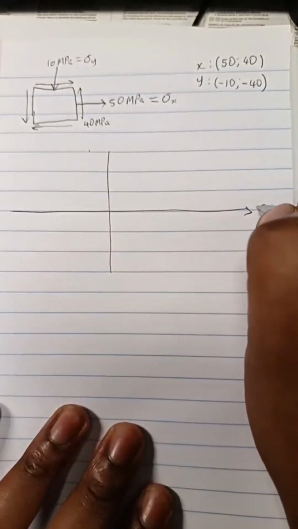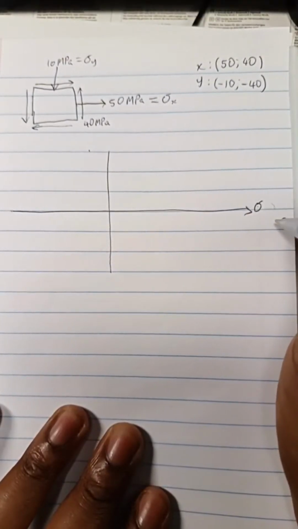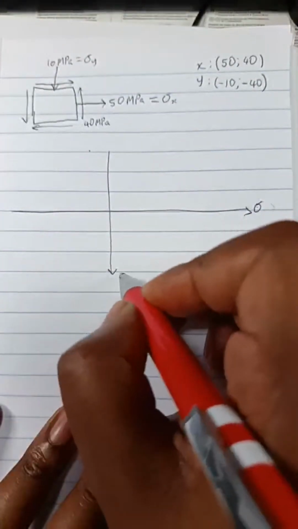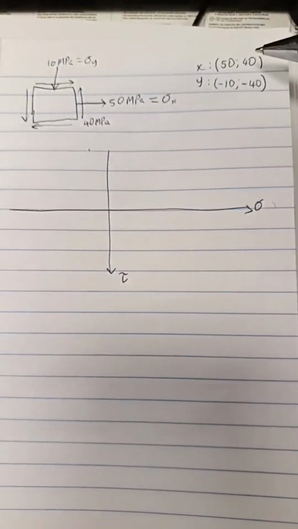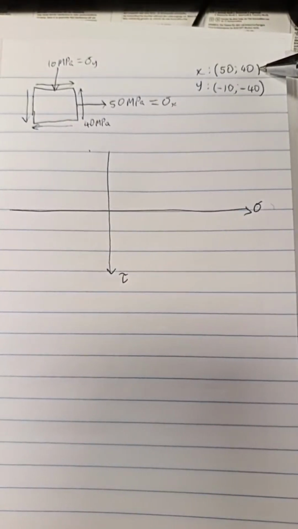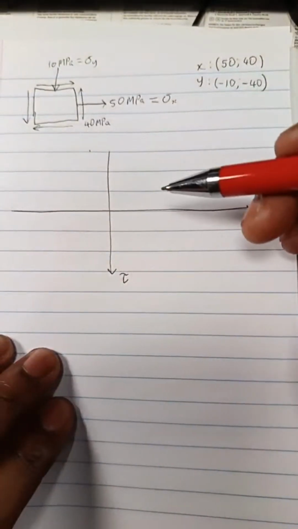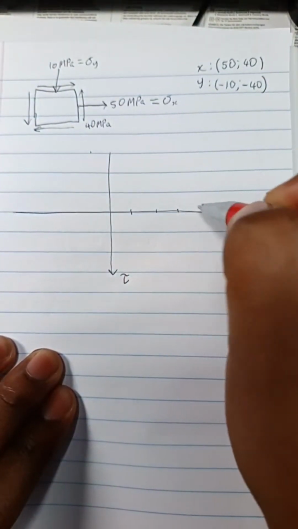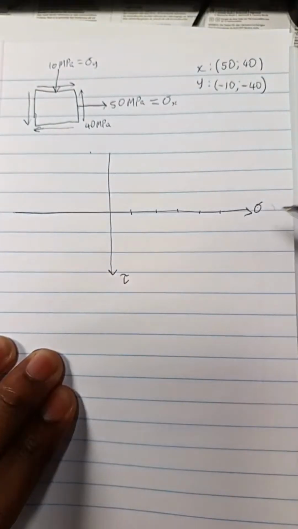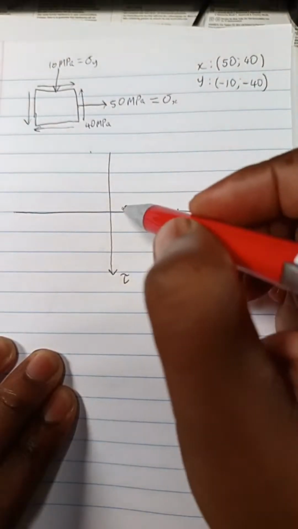Okay, so on this side, remember, this is for normal stress. Then on this side, this is for shear stress. Then we will take this first. So we have 50 and 40. Now, of course, we are told that we should use a scale, so you can mark. So we have 50.